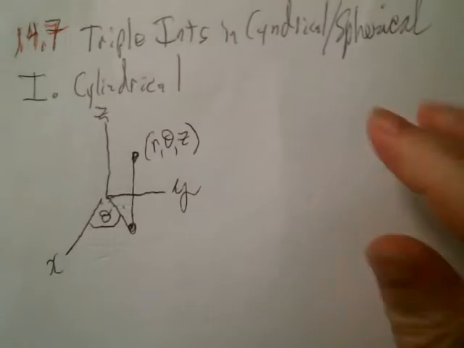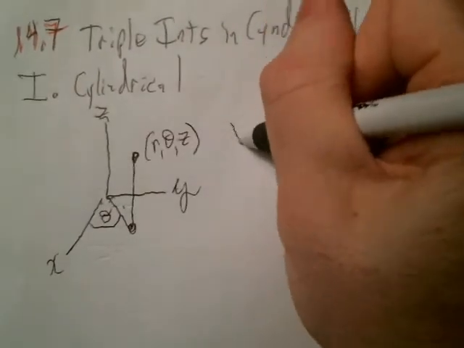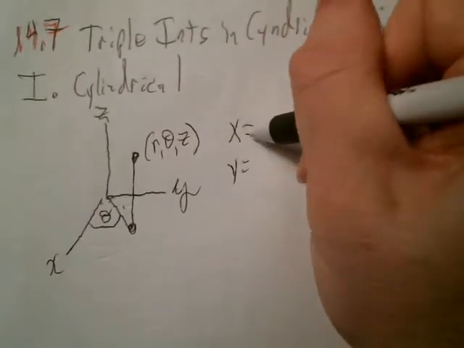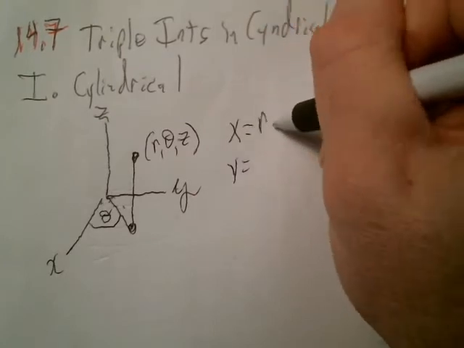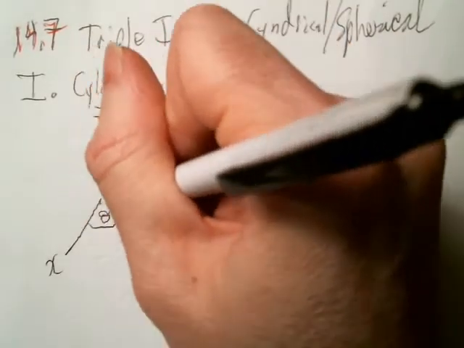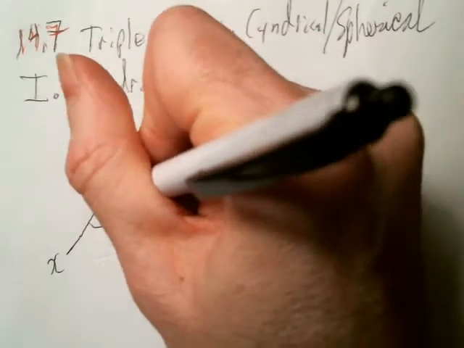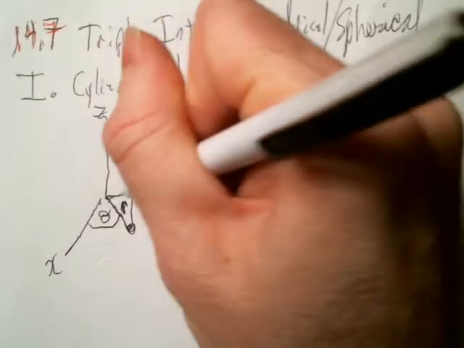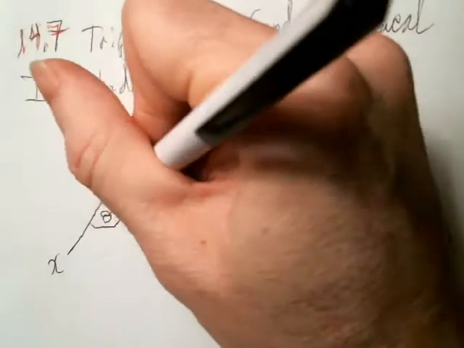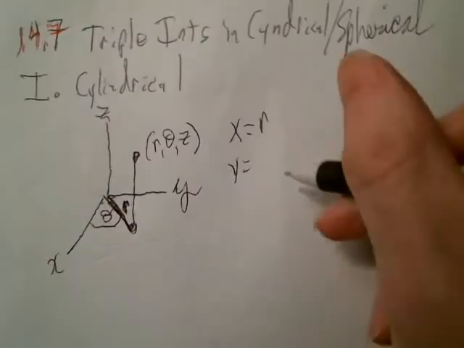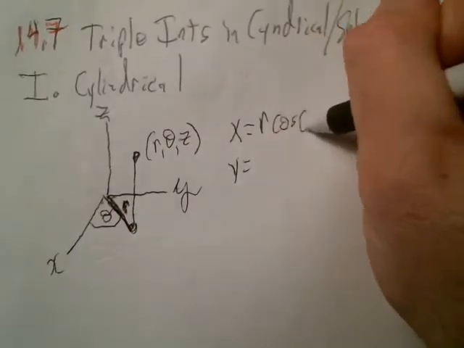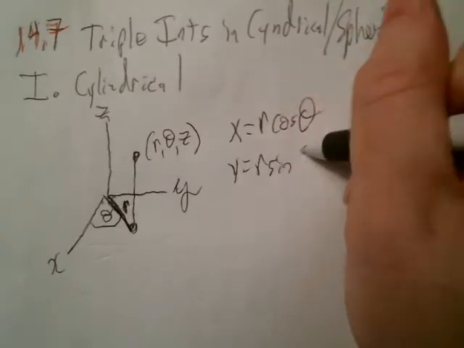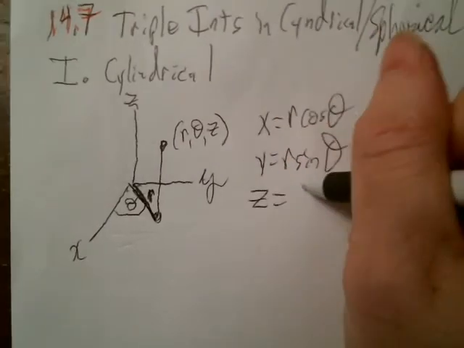Okay. The coordinate conversion formulas for x and y are just what we think they are for the polar coordinate system. So r, where in this case r is this distance right here. Sorry, it looks like a p. Okay. This is r. And then x is r cosine theta, and then y is r sine theta, and then z will be z.